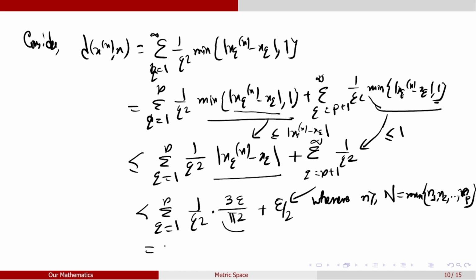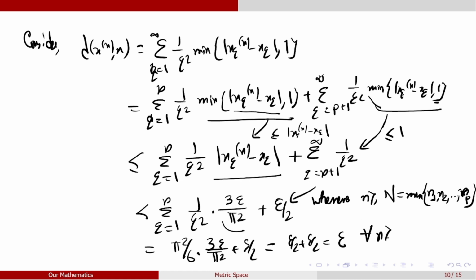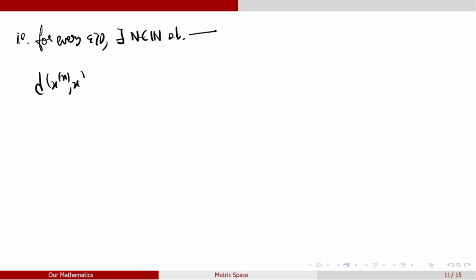So this is equal to pi square by 6 into 3 epsilon by pi square, plus epsilon by 2. This is equal to epsilon by 2 plus epsilon by 2, which is equal to epsilon. So for every epsilon greater than 0, we are getting an N in the set of natural numbers such that d of xn comma x is strictly less than epsilon whenever n is greater than or equal to n naught. That is, xn converges to x.